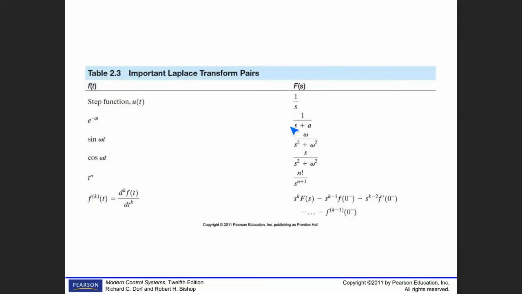For sinusoidal omega, for cosine is s in numerator. Otherwise, denominator is the same, s squared plus omega squared. So t to the n is equal to n factorial over s to the n plus 1. And the derivative of the function, we have already reviewed that one.